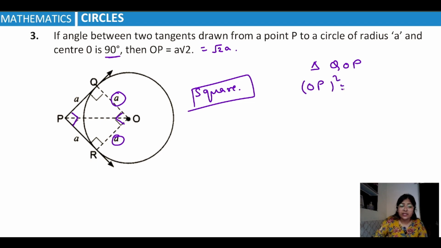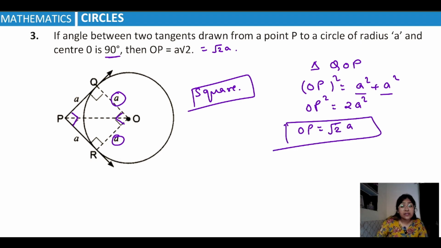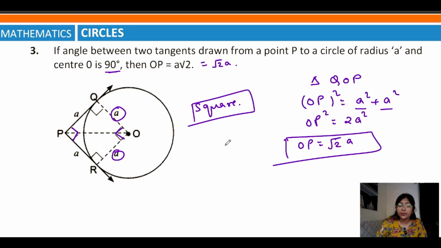OP square is equal to A square plus A square, perpendicular square plus base square. Okay, OP square is equal to 2A square. Like terms are being added. Okay, taking under root both sides, so OP will be root 2 A. Hence the question is proved. We cannot take negative root 2 A because the side can never be of negative measurement. Okay, so we have done the proving. This is clear to you? Very easy question. Okay, now move to the next question.